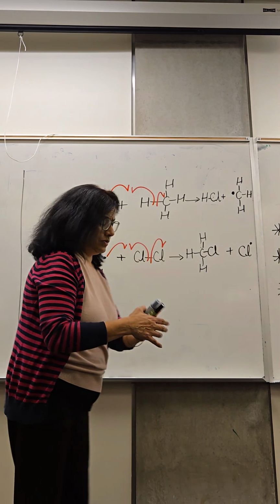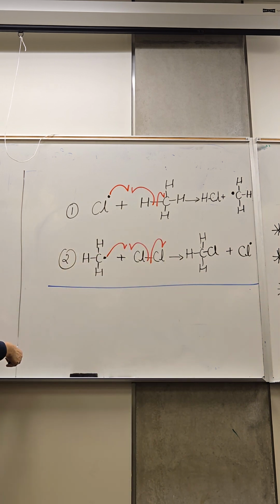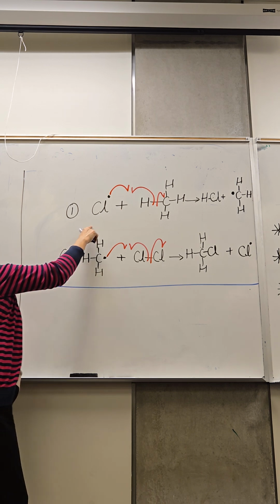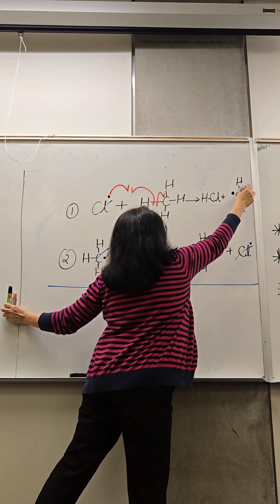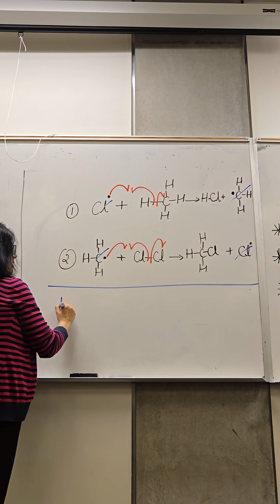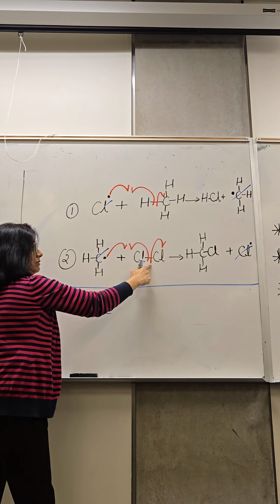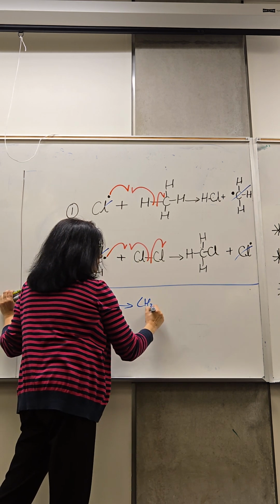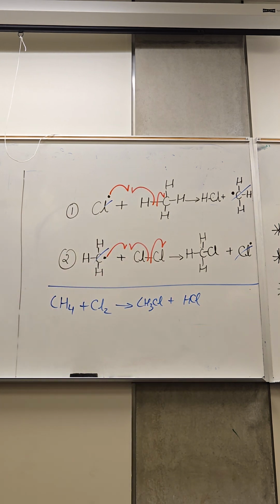Now let's look at this one. Sum of all steps. When I take these 2 steps and add them, what's the sum? Anybody? This gets cancelled, right? Yep. The CH3 free radical gets canceled too. So what does that leave us with? CH4 plus Cl2 produces CH3Cl plus HCl. That's your overall reaction. Agreed? Everybody? Do you all see that?